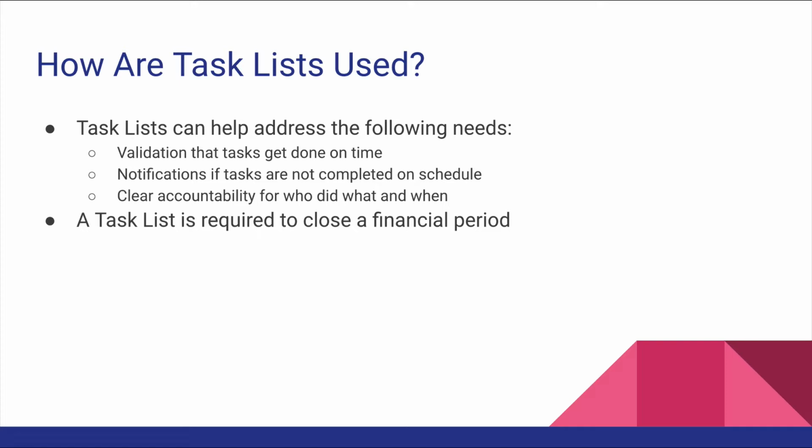Now, for all the reasons that I just mentioned, Roller requires that a task list is used to close a financial period. So if your company closes its books every month, you'll need a monthly task list, and closing each monthly instance will be a prerequisite to closing that month's financial period.